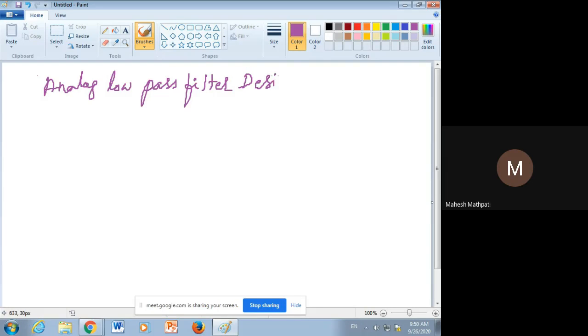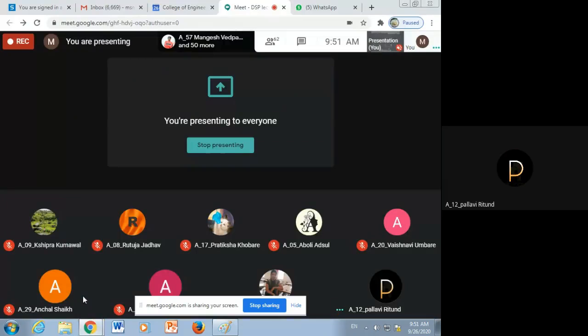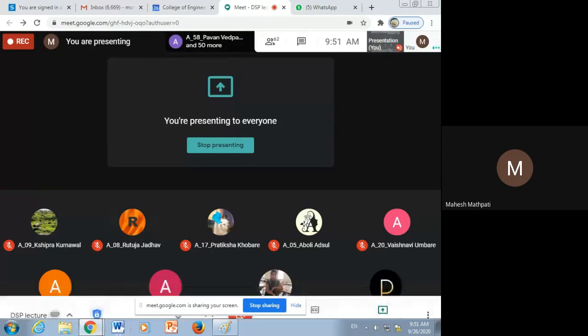So here, as we all know the definition of filter, we know the definition of analog, we know the definition of low pass, and here we are designing that part. Hope everyone knows the meaning of the title. Filter का मतलब क्या है यहाँ पे? What is filter? Which passes desired band of frequencies.